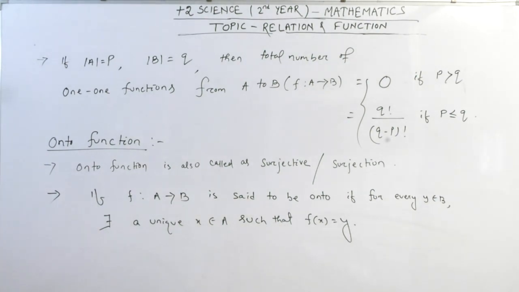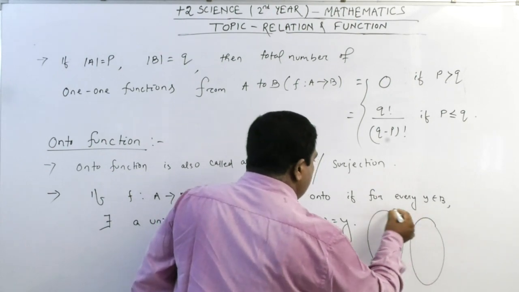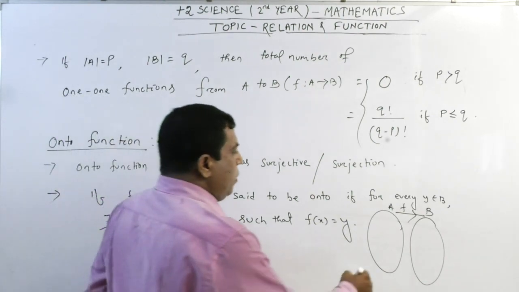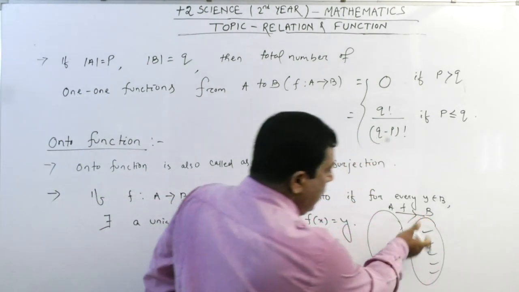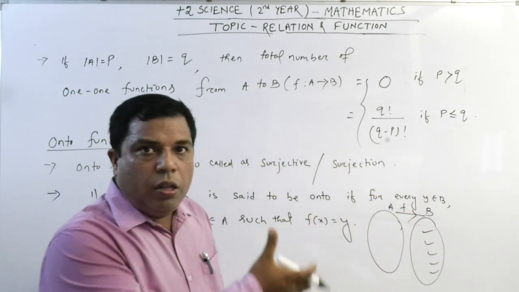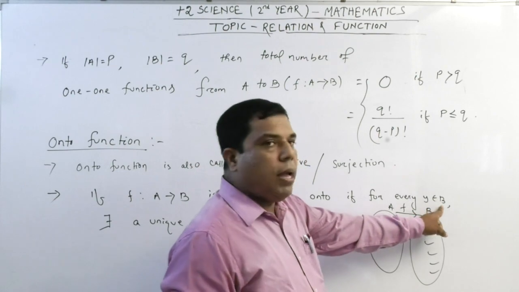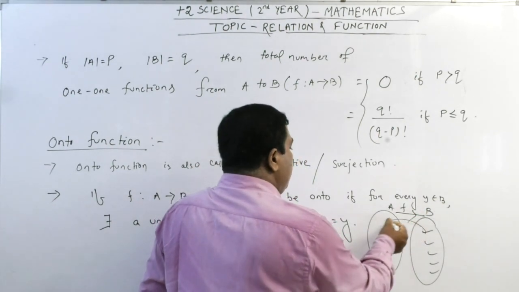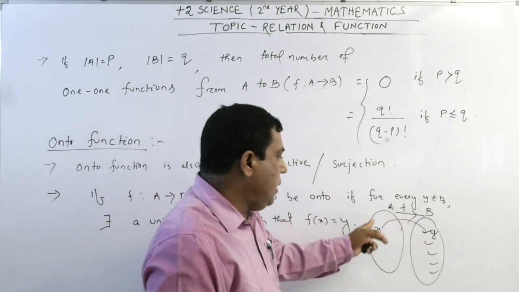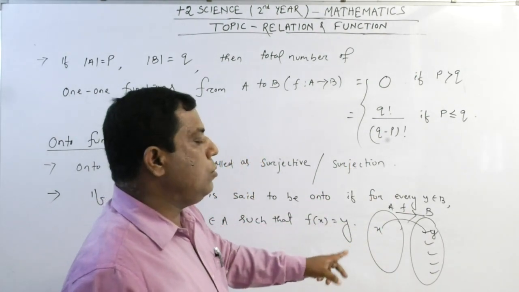Okay, means what? Means if f is from A to B, suppose this is A and this is B and this is the function f. Whatever the element belongs to B, till now we are not considering the codomain set, but in an onto function we are considering the codomain set. Means for every y belongs to B, there exists a unique image x or the pre-image x such that f of x equal to y.